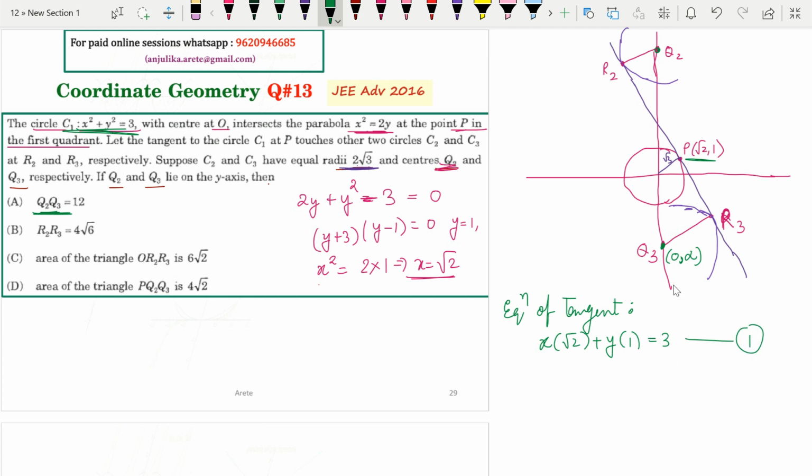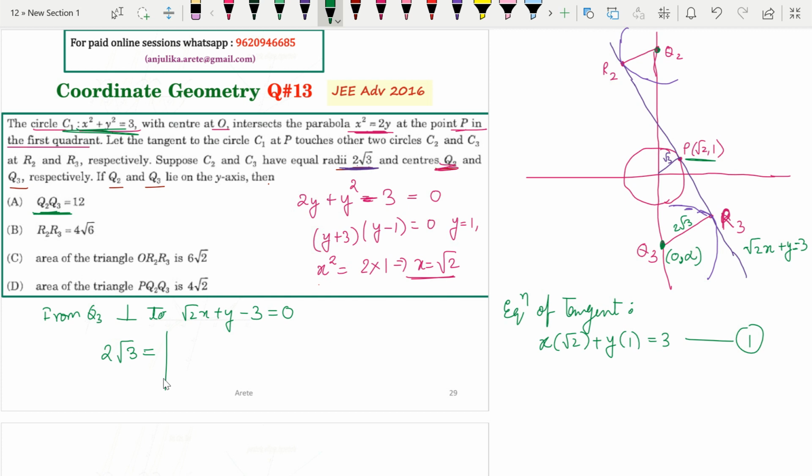Now, what do I do? See, from here you are dropping a perpendicular to the tangent, right? Now you got the tangent root 2 x plus y is 3. So from Q3, you drop a perpendicular to the tangent. I will write the equation of the tangent as root 2 x plus y minus 3 is equal to 0. So length of the perpendicular, what is it? The radius, 2 root 3.